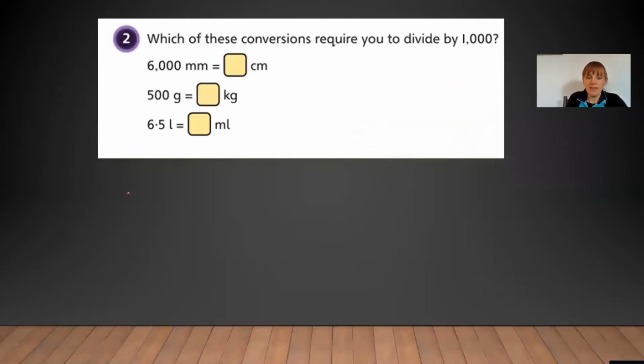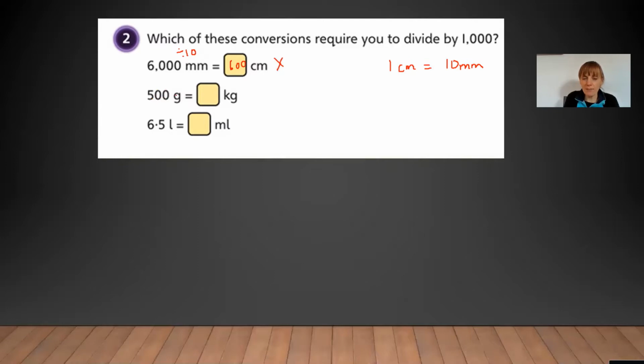Now, finally, for our think together, you've got to look at these and decide which of these conversions require you to divide by 1,000. Now, if we're dividing, that means it's probably starting from a smaller unit and it wants to get to that larger unit. So first of all, let's think millimetres to centimetres. Millimetres are smaller than centimetres, and if I had 1 centimetre, I would have 10 millimetres. So I am dividing here, but to go from millimetres into centimetres, I've just got to divide by 10. So this one hasn't required me to divide by 1,000.